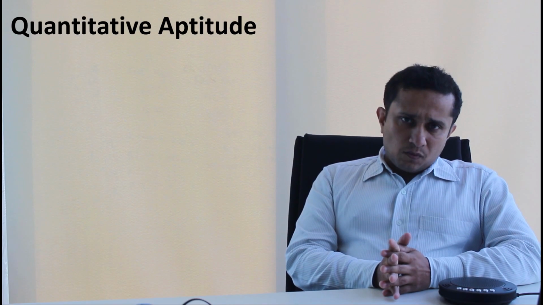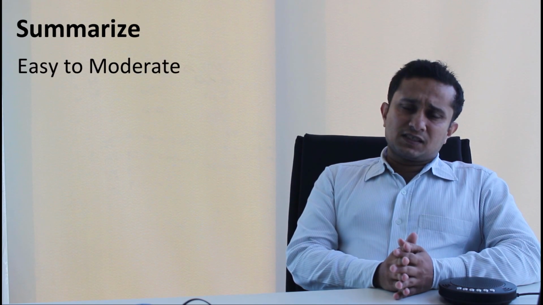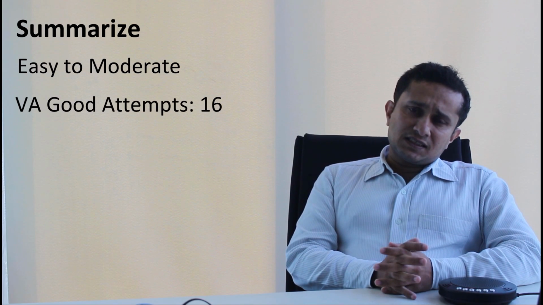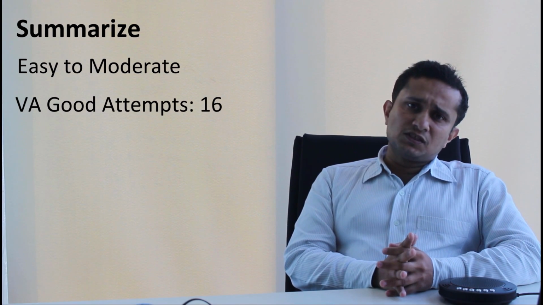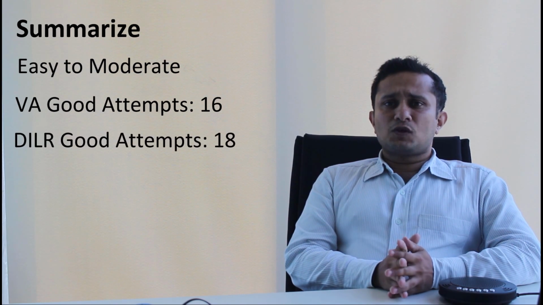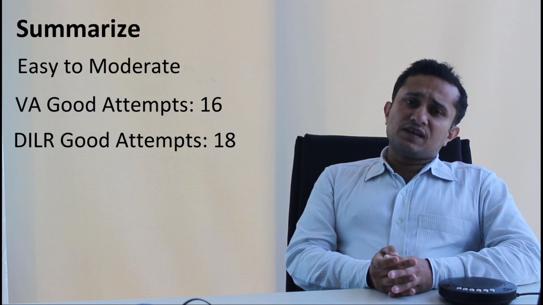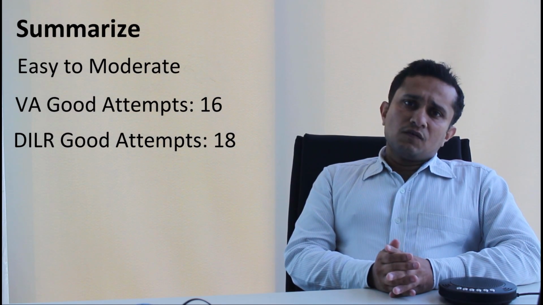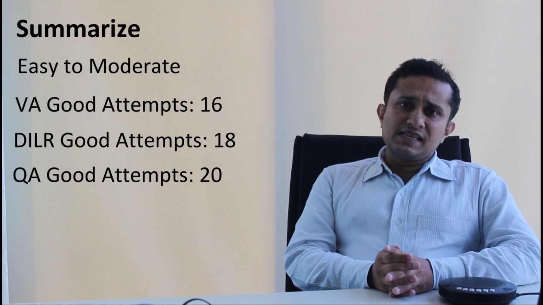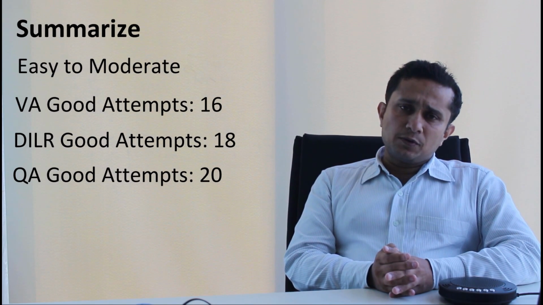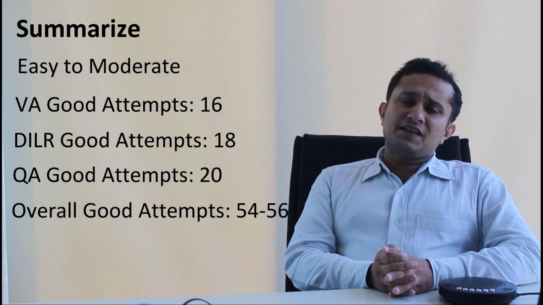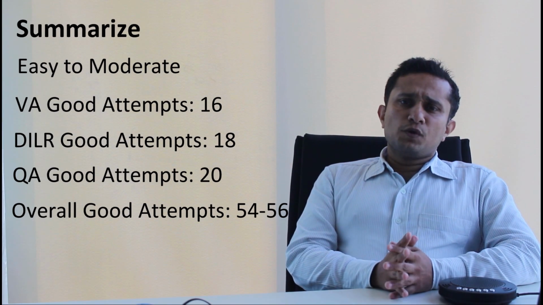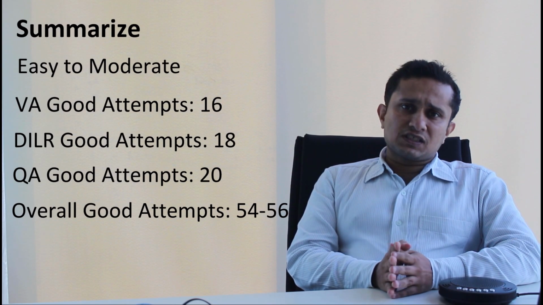So to summarize, iCAT05 was an easy to moderate test, bordering closer to moderate. VA was the toughest section in this, but you could have attempted 16 questions with 3 RCs. DILR was close to VA in terms of difficulty, but you could have attempted 3 full sets and 2 half sets. Maths or QA was the easiest. You could have easily attempted 19 to 20 questions. On the whole, I would say anywhere between 55 to 60 attempts would be a good performance as far as this paper is concerned.